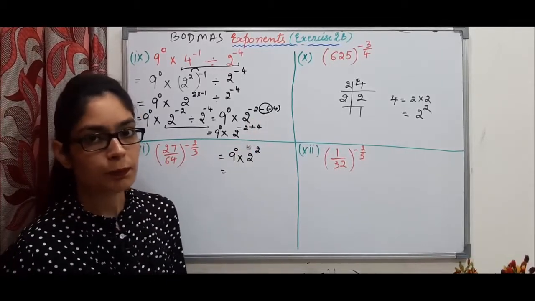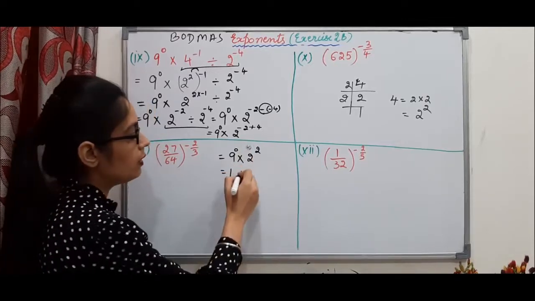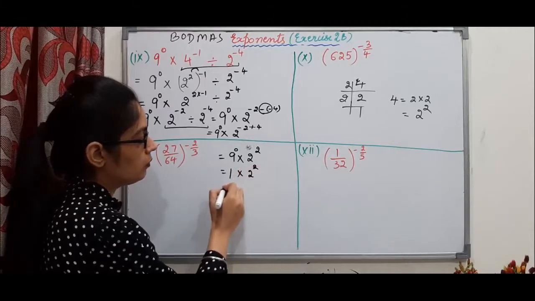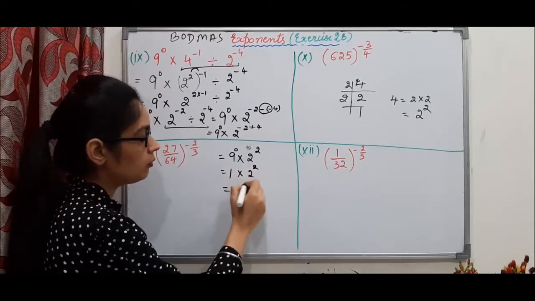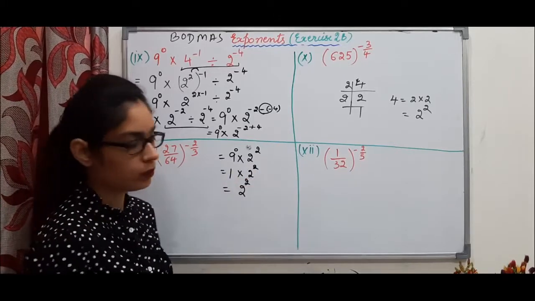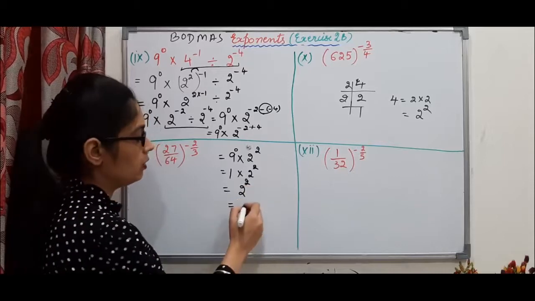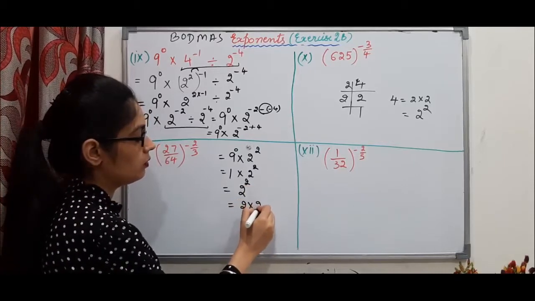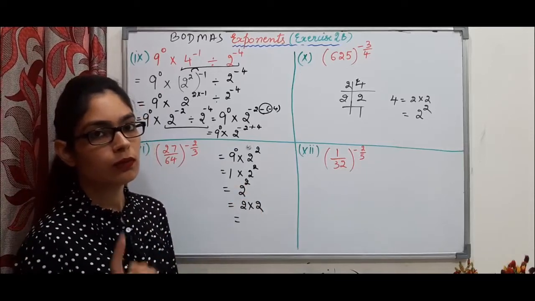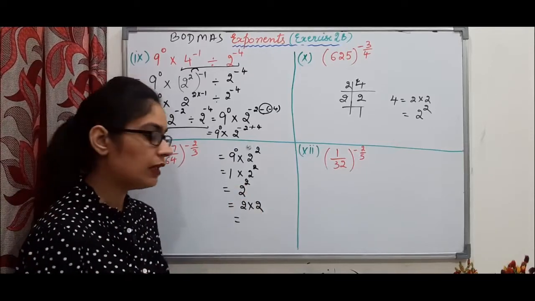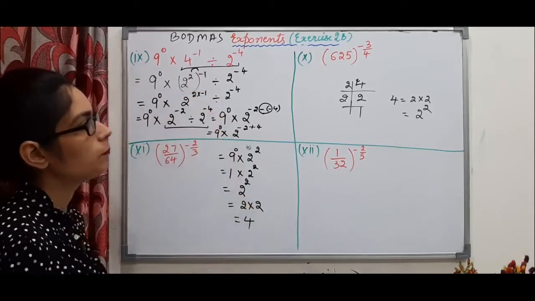Any number whose power is 0, directly we can write it as 1. So 1 into 2 to the power 2. 1 into any number is equal to that number itself. So 1 into 2 to the power 2 is 2 to the power 2. This 2 to the power 2 also we have to solve further. This is 2 into 2. We will write 2 to the power 2 as 2 into 2. 2 will get multiplied to itself 2 times. 2 into 2 is 4. So this is the answer of this.